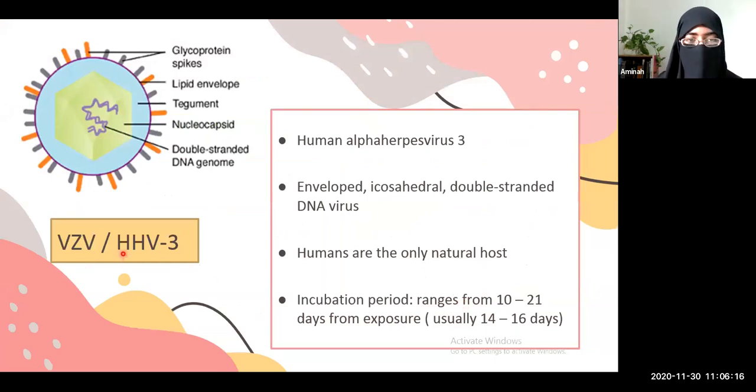The virus is conveniently named the varicella zoster virus. It's a member of the herpesviridae family. It's also known as human herpesvirus type 3. It's an enveloped icosahedral double-stranded DNA virus, and humans are the only natural host for this virus. The incubation period is usually around 14 to 16 days.